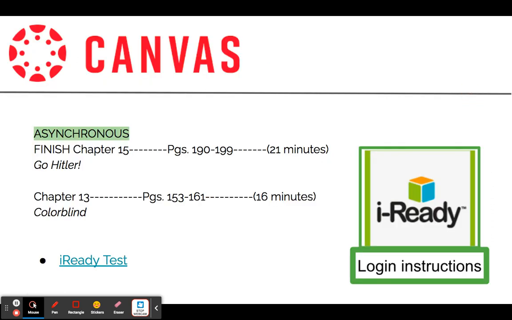Okay, so as a reminder, this is our asynchronous work, iReady, and then finishing chapter 15 and reading chapter 13.